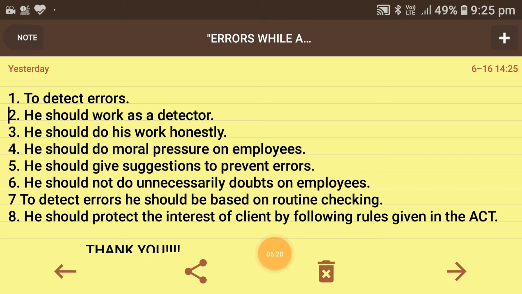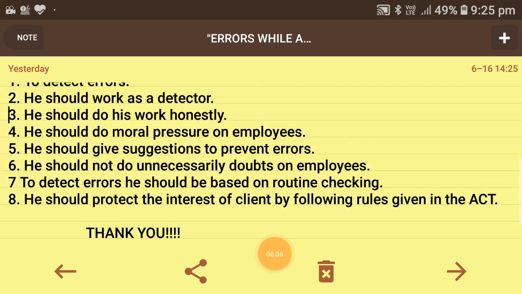Next, he should give suggestions to prevent errors. If an error has been made, then a suggestion for it is also there. So the auditor should give his suggestions to the companies and to the businessman, so that next time those errors could not be made.